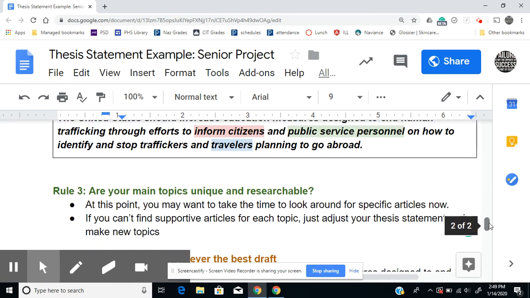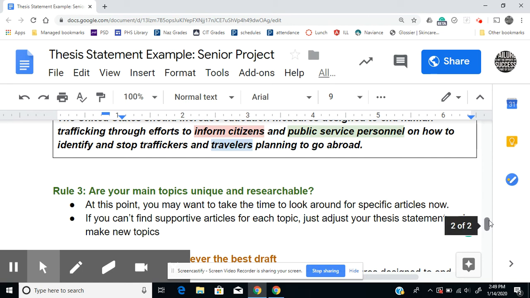Now we need to make sure that your topics are unique and researchable, so they need to be different from each other, and you need to be able to research them. So if you go into Google, can you type in education, human traffickers, citizens; education, human traffickers, public service personnel; education, human traffickers, and travelers, and you might get different articles. If you find a bunch of articles for all 3 of your main points, you're good, and you don't need to change them, and they are researchable and they are unique from each other, hopefully. And so that's what you want to be sure of at this time.